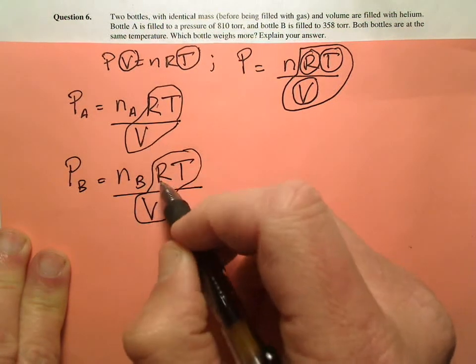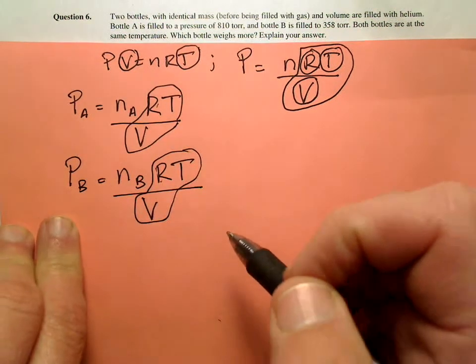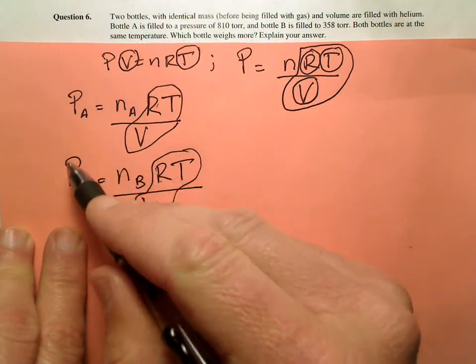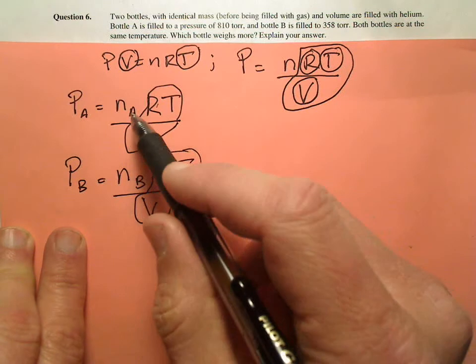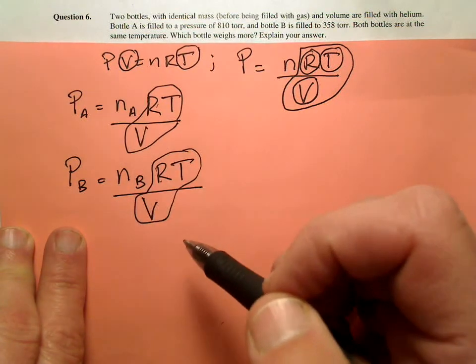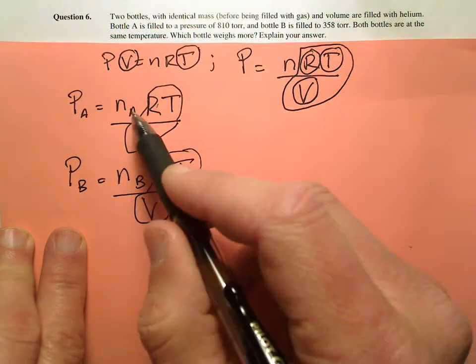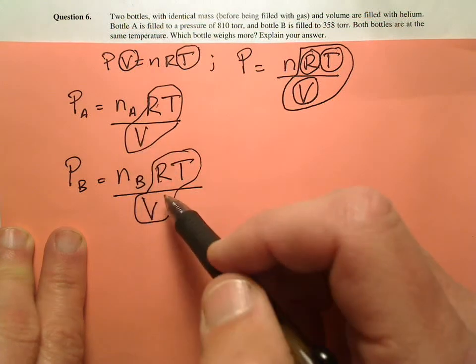These are both the same in each of these bottles. So what's the only thing that could be different that would give a different pressure? The only thing that could be different is the number of moles. So the bottle with the higher pressure has a higher number of moles.